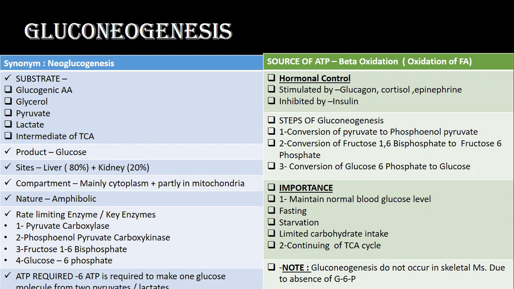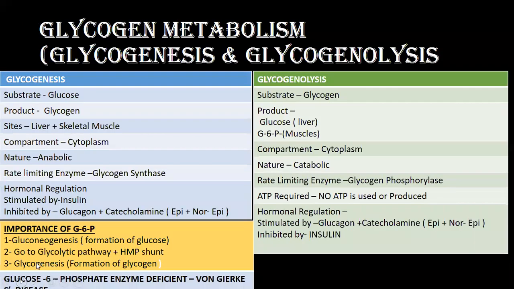So the answer is acetyl-CoA is not a substrate because conversion of acetyl-CoA to pyruvate is not possible, as the pyruvate to acetyl-CoA decarboxylation reaction is strictly irreversible. Therefore, it is not possible. So just write this point, it might come. It is one of the important points I have not mentioned in the slides.